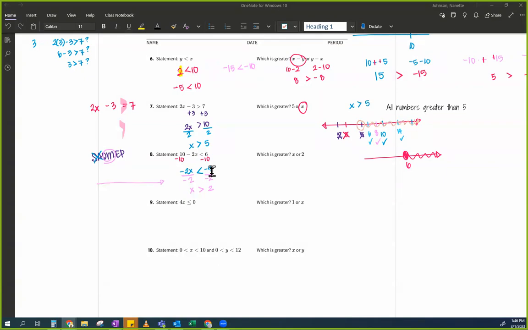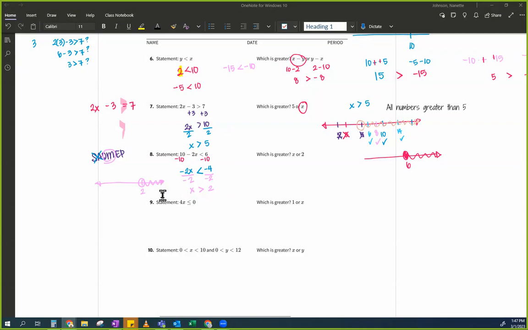We graph 2. Should I open the circle or should I color the circle in? Open or closed? Yes, very good. It's open and it's to the right. This is what it means. It means all the numbers bigger than 2.